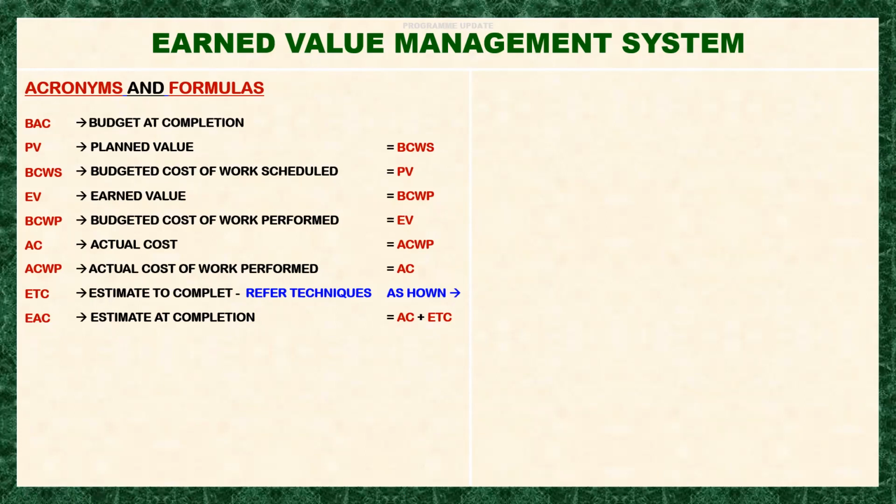So you have the projection of how much more you would be spending. The sum of the actual cost that you incurred plus the estimate to complete will come up to the estimate at completion. That is the overall project outcome or cost of your project.